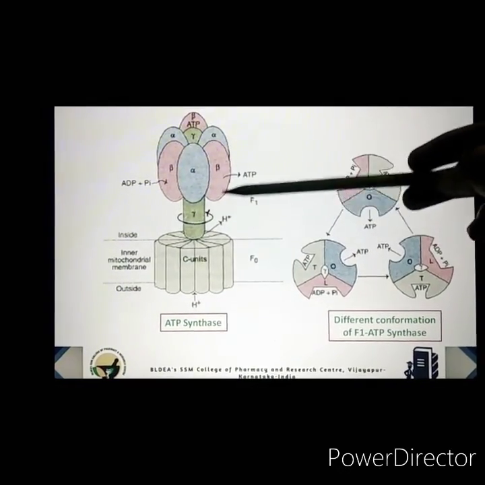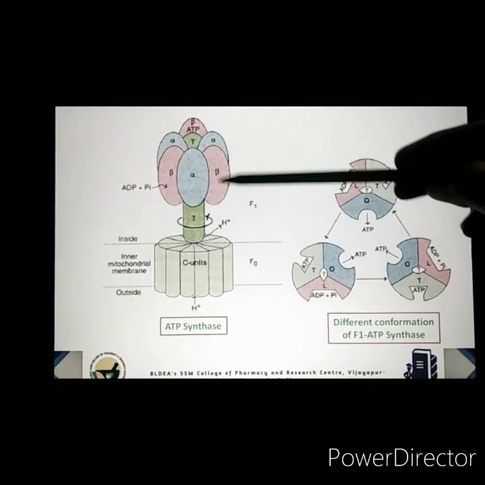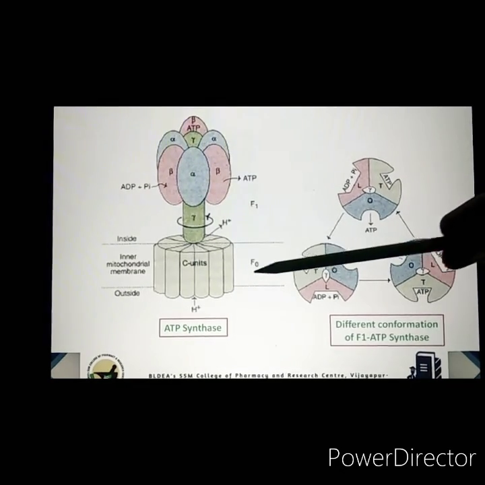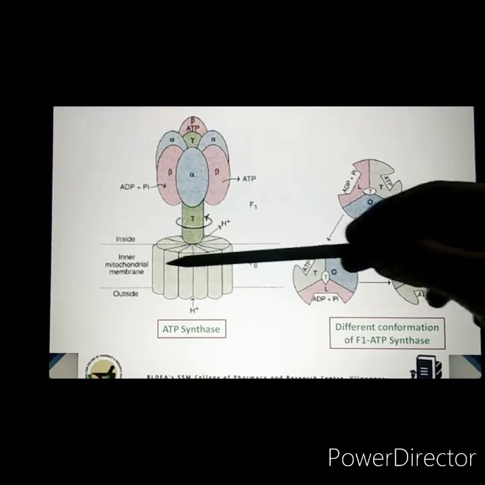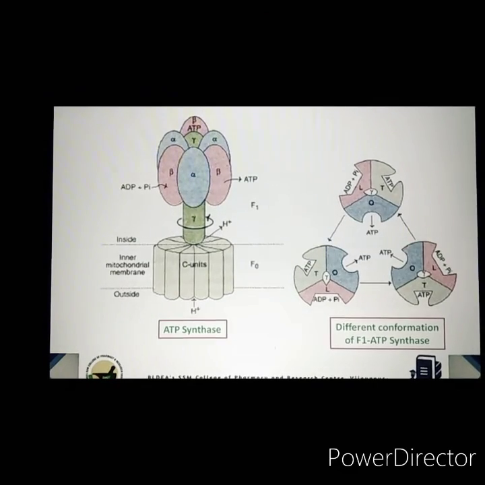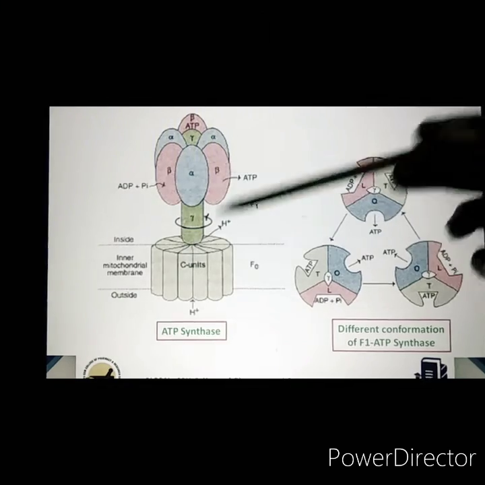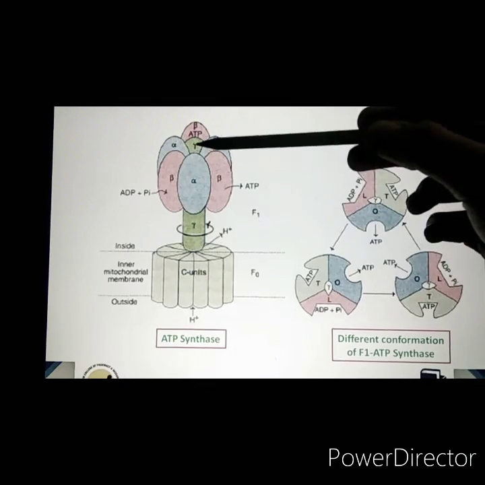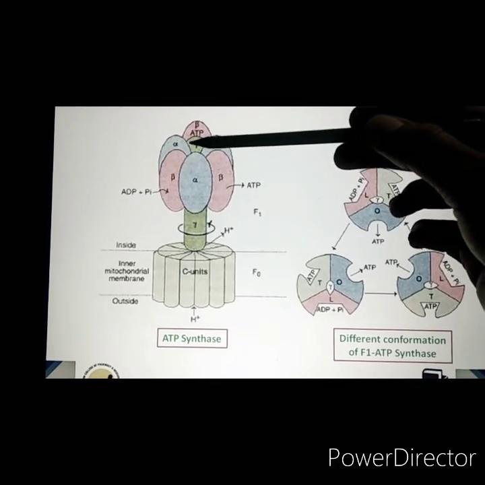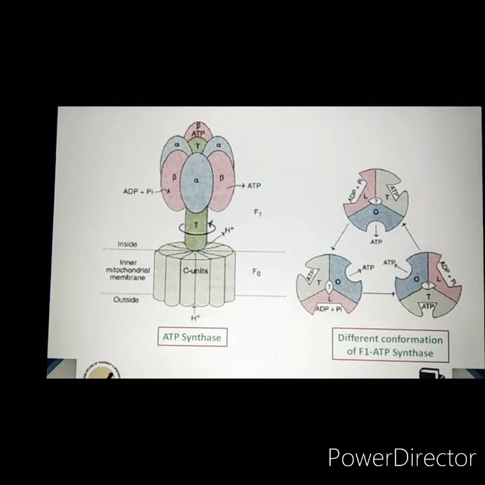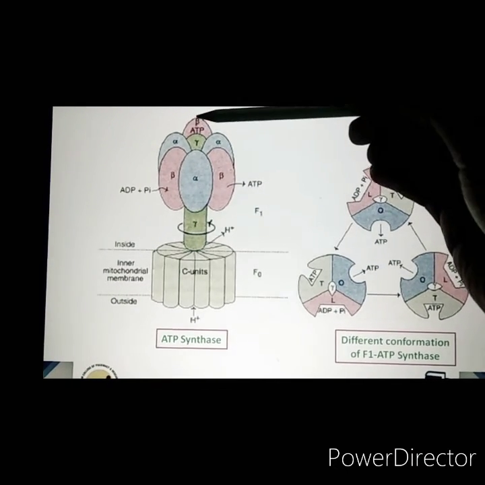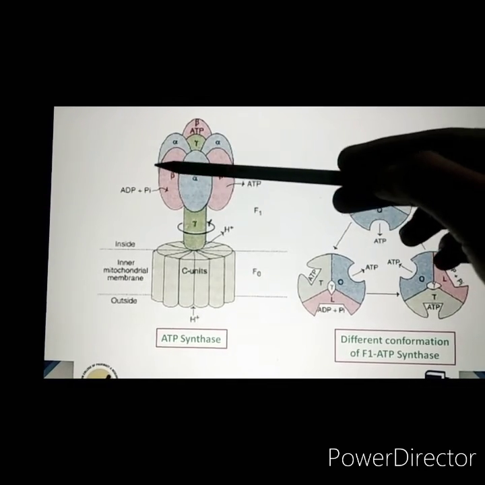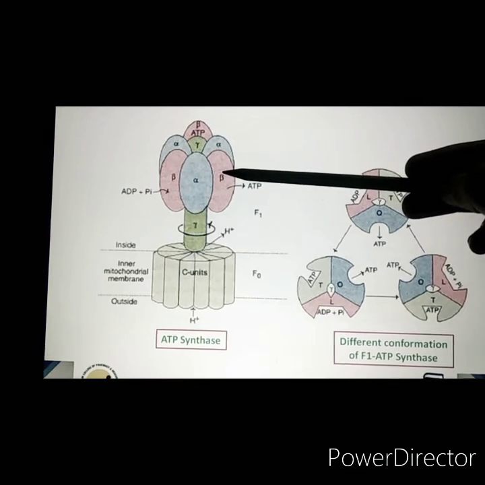The matrix side consists of F1 particles of ATP synthase, while the inner membrane is embedded with FO particles. Now these FO particles consist of C units. You can see this in light green color. These are C units, while the F1 particle consists of 3 different components. One of the components is the gamma component, that is this dark green colored rod shaped, you can see. That is a gamma particle, and it also consists of 6 other particles, that is 3 alpha particles in blue color while 3 beta particles in pink color.